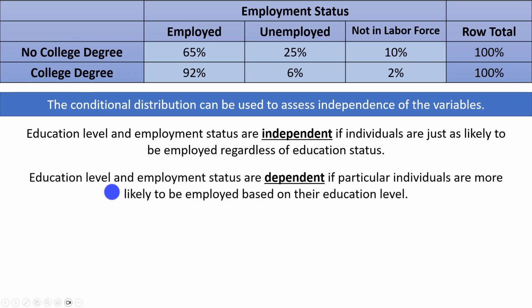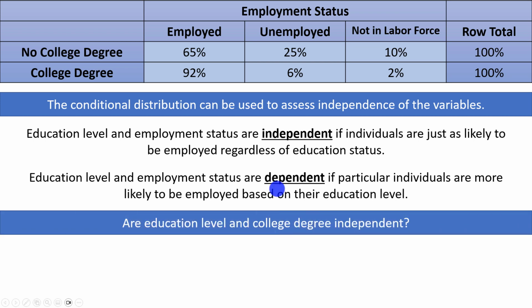Alternatively, the variables could be dependent. And that would mean that individuals in one of the categories of the row variable are more likely to be in certain categories of the column variable, or specific to our example, particular individuals are more likely to be employed based on their education level. So that would mean maybe it's more common for people who have college degrees to be employed. If that kind of played out in the data, then we would say that our variables are dependent.